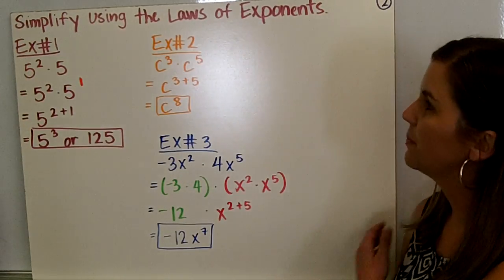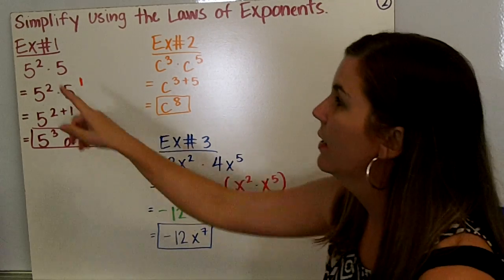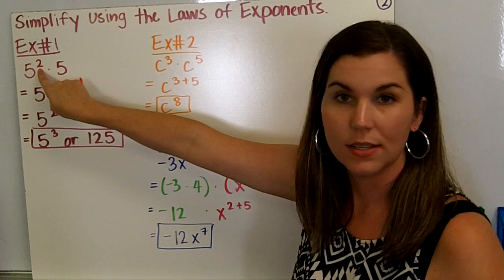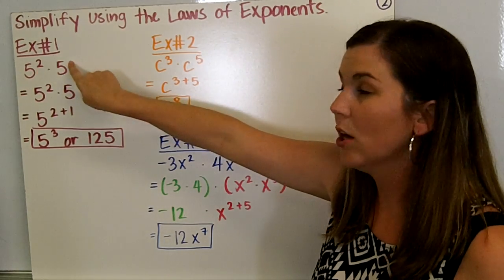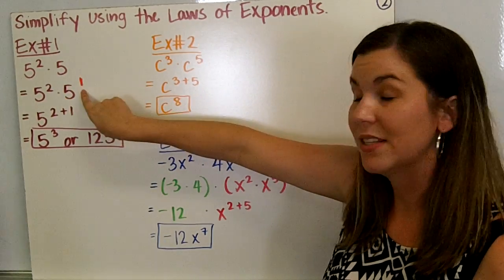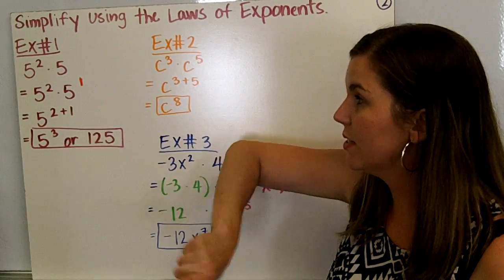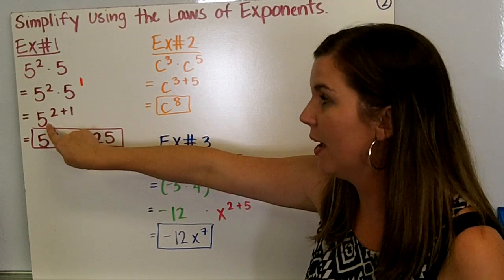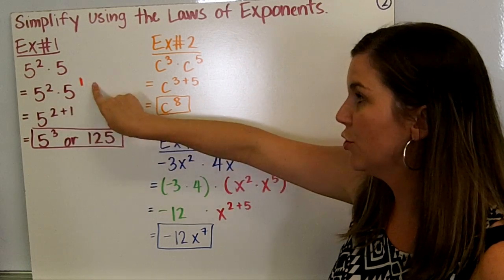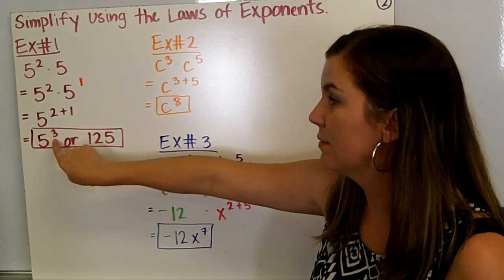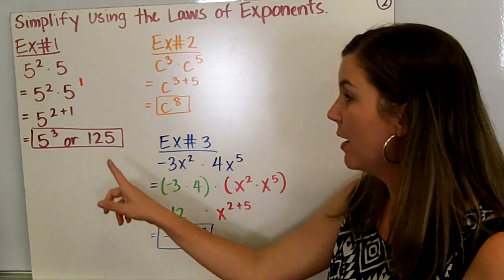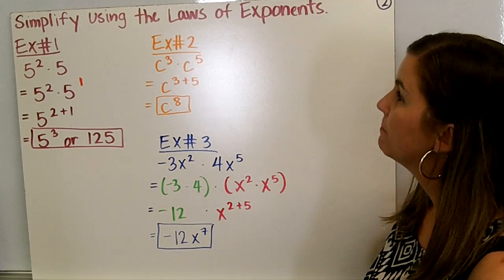Simplify using laws of exponents. Example number 1. 5 to the second power times 5. Now you see this, the exponent is 2. Here, you don't see the exponent, but it's a 1. Okay, so if you don't see it, it's a 1. Now, multiplying, keep the base, so keep the 5, and add the exponents. 2 plus 1 gives you 3. So 5 to the third power is 5 times 5 times 5, which is 125.